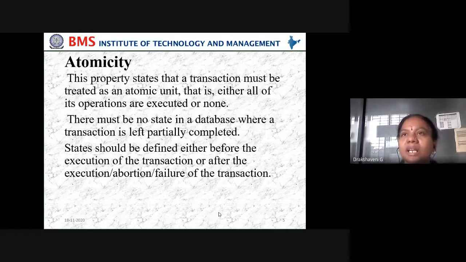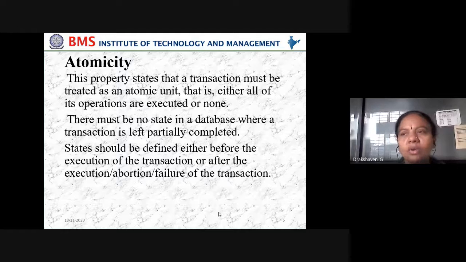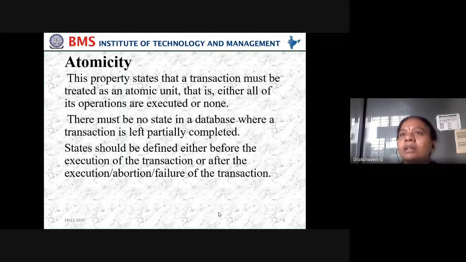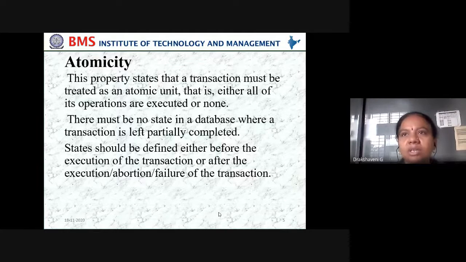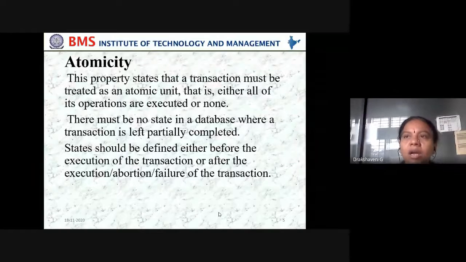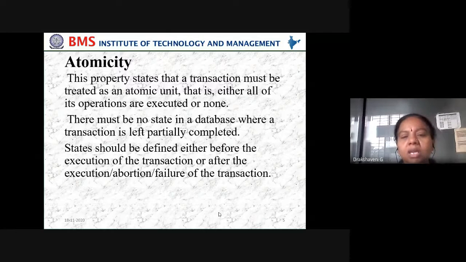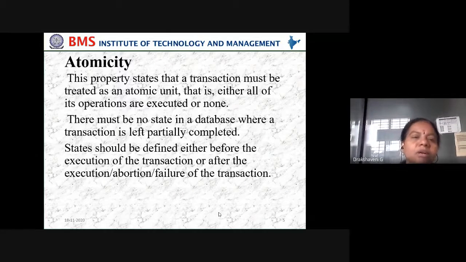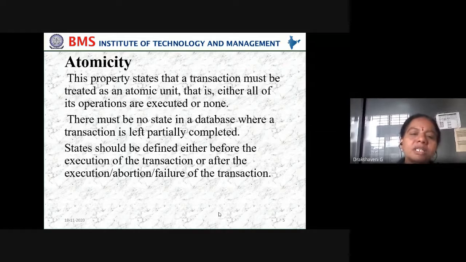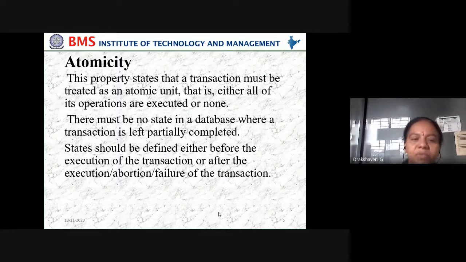Either you complete the transaction, transfer amount 500 from A account to B account, 500 withdraw and deposit. This should be completed. We cannot say I have withdrawn 500 from A but will not deposit in B. No, that will not be accepted. That is what is called atomicity. We cannot say it is left partially.